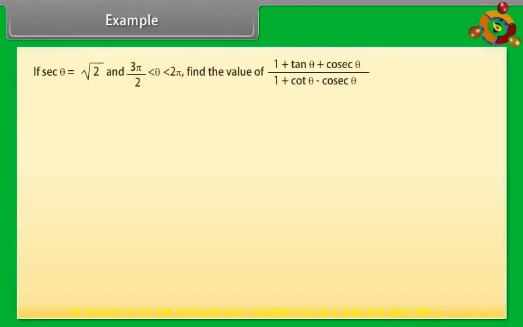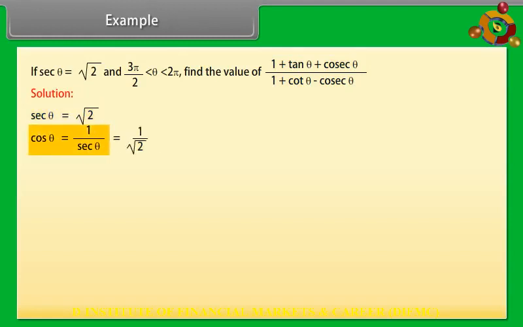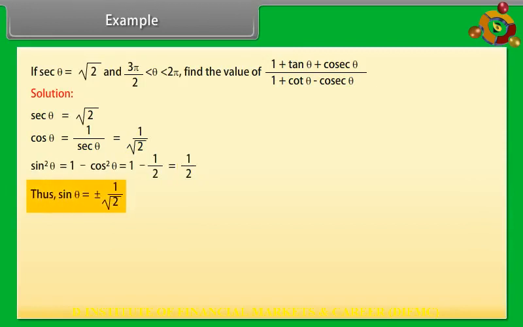Example. If sec of theta is equal to under root 2 and 3 pi by 2 less than theta less than 2 pi, find the value of (1 plus tan of theta plus cosec of theta) by (1 plus cot of theta minus cosec of theta). Solution. Sec of theta is equal to under root 2. Cos of theta is equal to 1 by sec of theta, which is 1 by under root 2. Sin square of theta is equal to 1 minus cos square of theta, which is 1 minus half, equal to half. Thus, sin of theta is equal to plus minus 1 by under root 2.